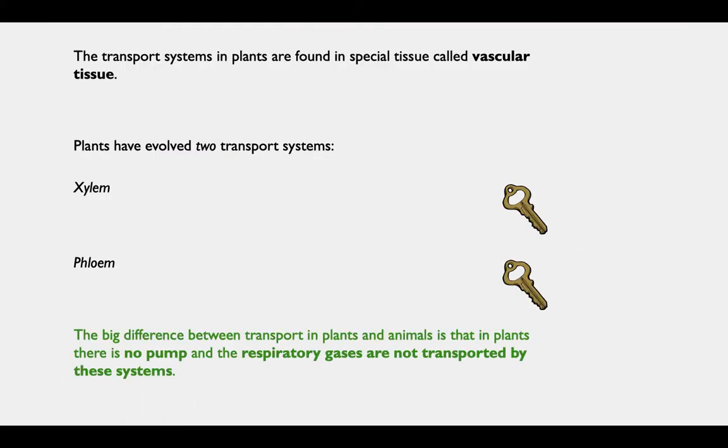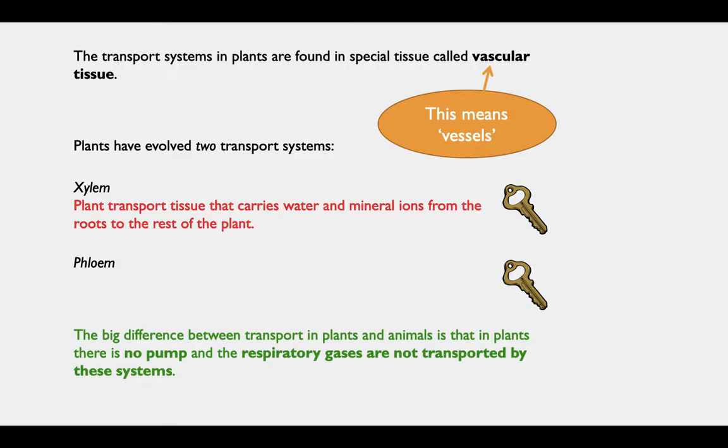So the transport systems in plants are found in special tissues called vascular tissues, and the word vascular just means vessel. So if you ever see the word vascular, it means that things are being carried around in a vessel. And they've got 2 specific transport systems that are used in plants. The first is the xylem, the plant transport tissue that carries water and mineral ions from the roots to the rest of the plant.